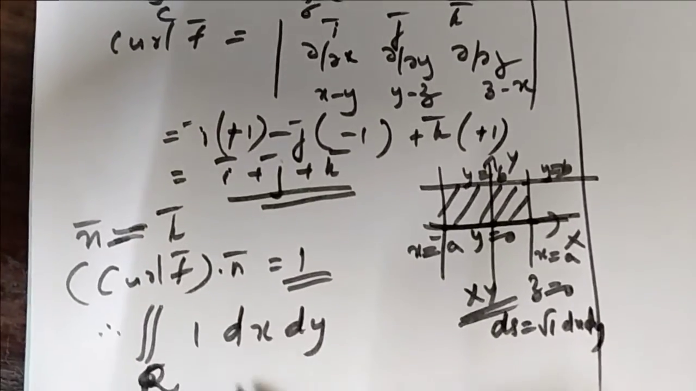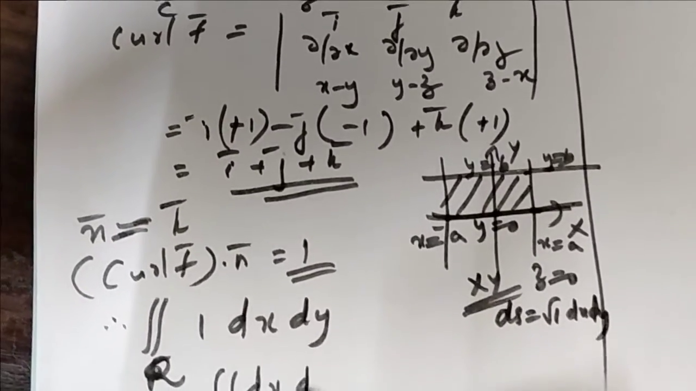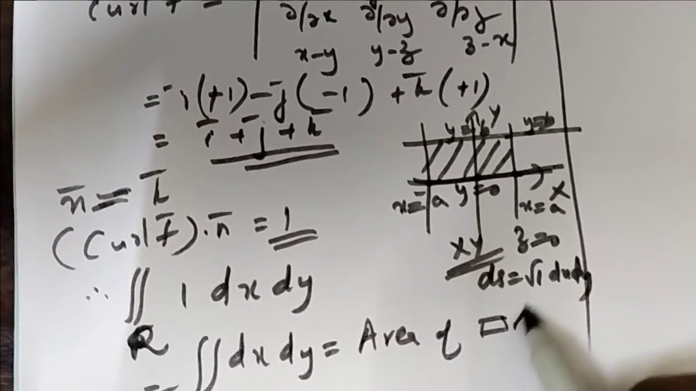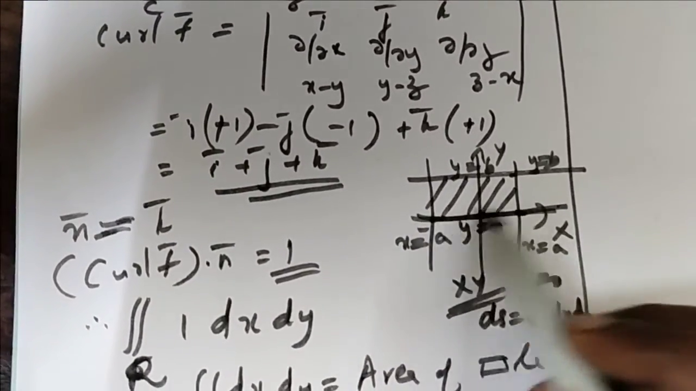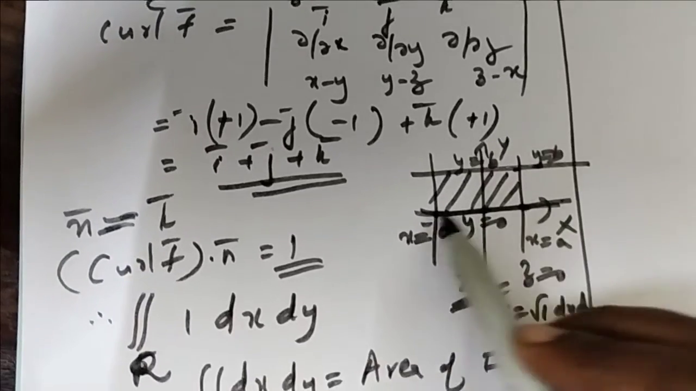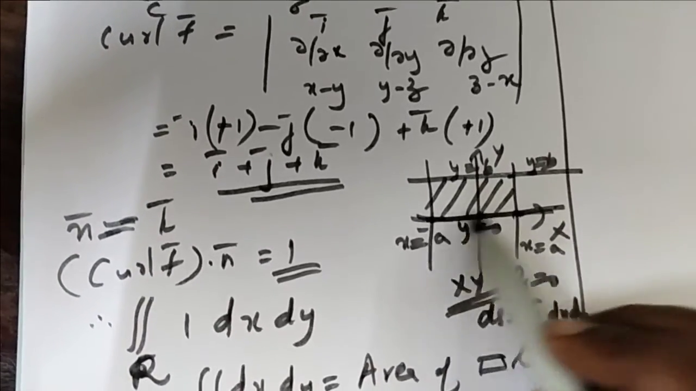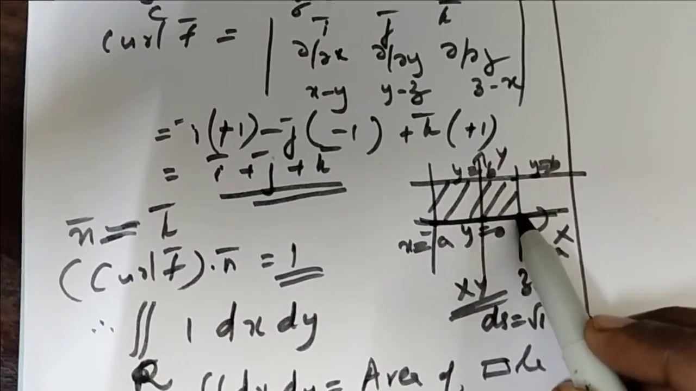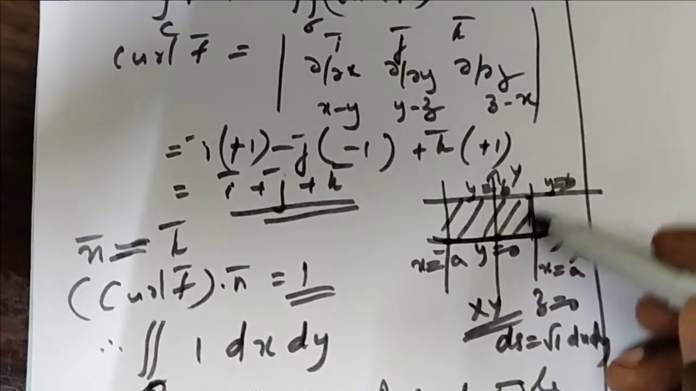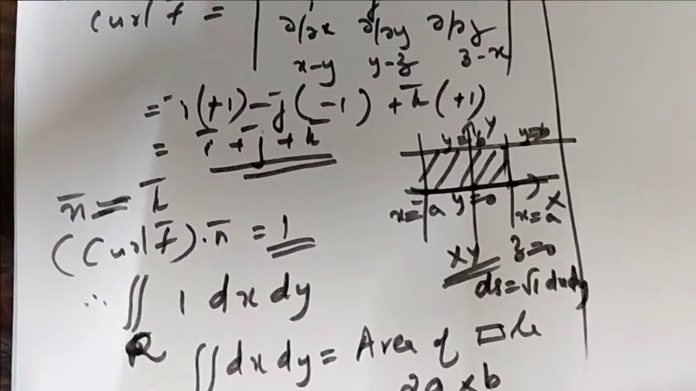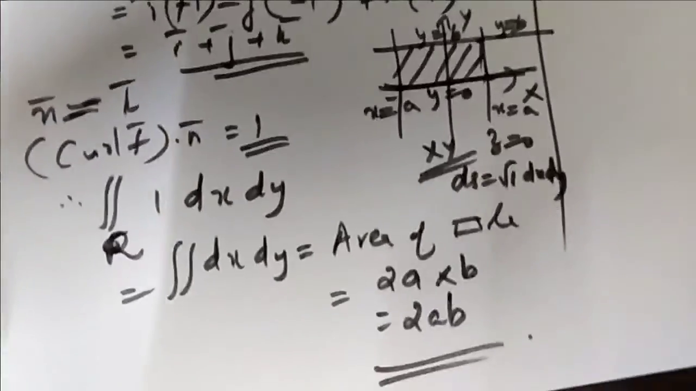So what is this? The double integral of dx dy is the area of what? The area of this rectangle. What is the area of the rectangle? What is the length and breadth? The length is from this point to this point. This is minus a and this is plus a. So this distance is a, this distance is a, so a plus a is 2a. What is the height? The height is this one, so b. So it is 2ab. Okay, the answer is 2ab.